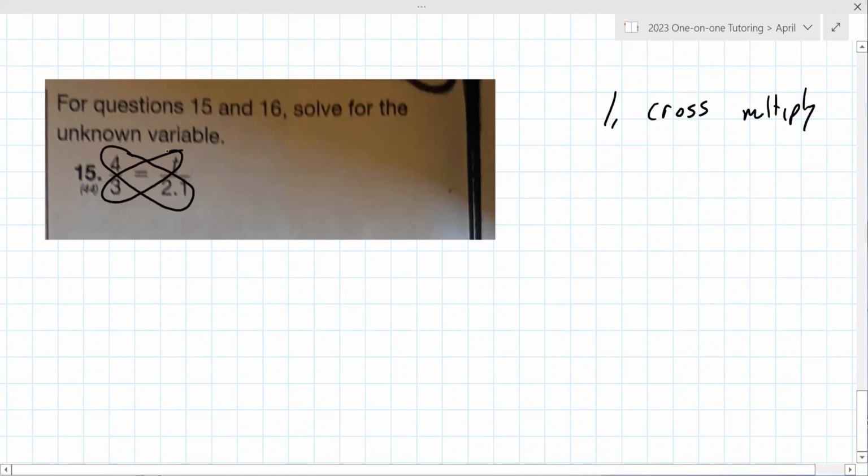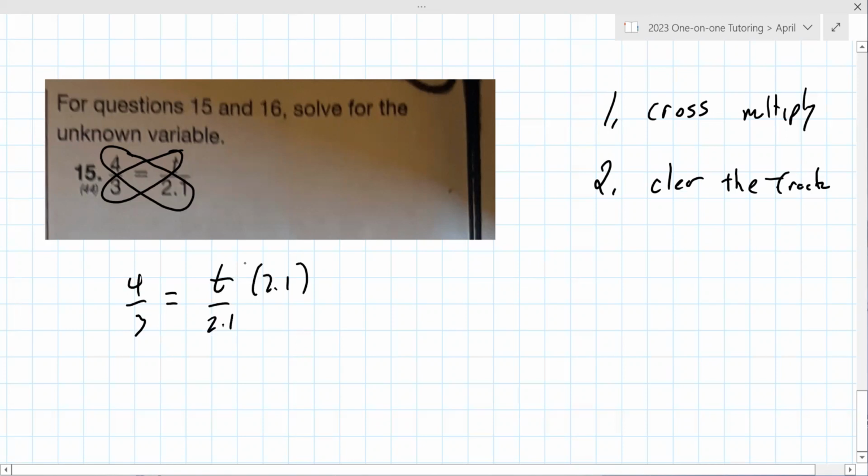Can't you divide by 3? Oh, well, yeah. That's how you get t. You can also do what you were about to say, which is you can clear the fraction on the right. And to do that, you multiply both sides by 2.1. There's yet a third way here, which is to figure out the multiplier or divisor. And that's really the fastest way.